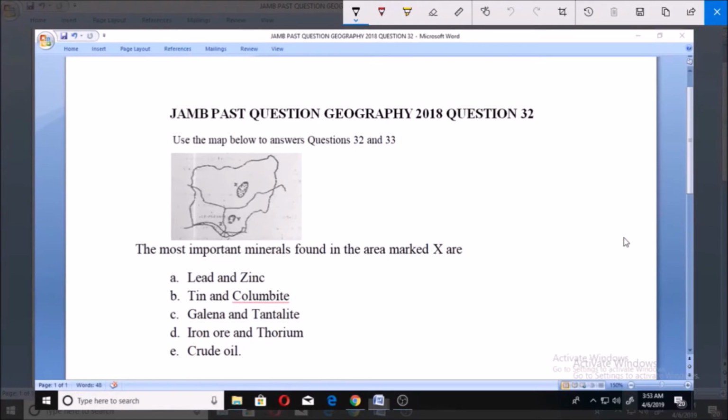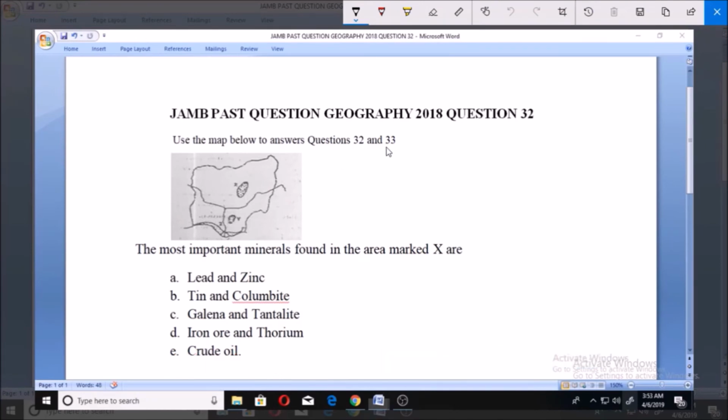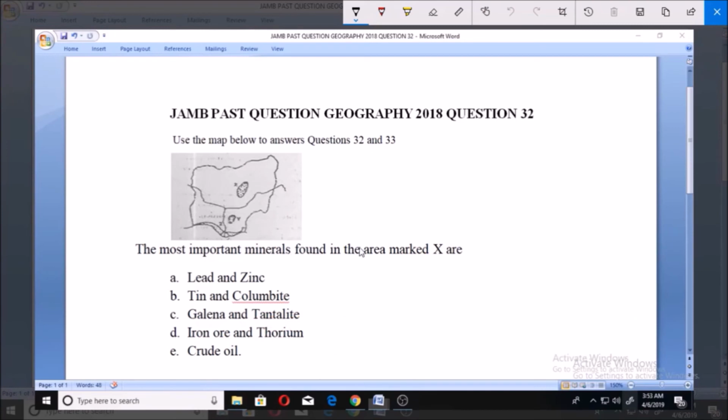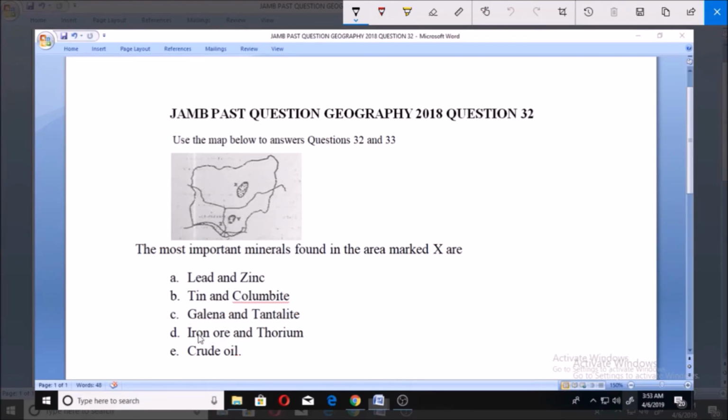Hello, welcome. Let's look at this JAMB past question, Geography 2018, question number 32. Use the map below to answer questions 32 and 33. This is the map of Nigeria with some markings on it. This is X, this is Y. The most important minerals found in the area marked X are: A, lead and zinc; B, tin and columbite; C, galena and tantalite; D, iron ore and thorium; E, crude oil.